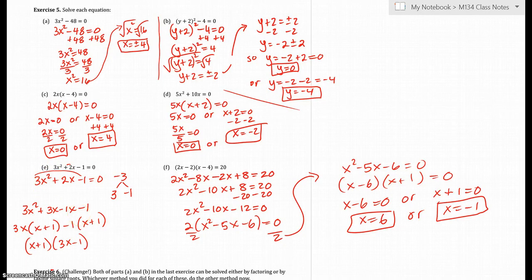Be careful with F. For F, there's a 20 there, so I actually had to multiply it out, get that 0 there, saw 2 is common. I could divide by 2. When you have an extra 2 there, just get rid of it, because I could divide both sides by 2, and then I can get the answer.